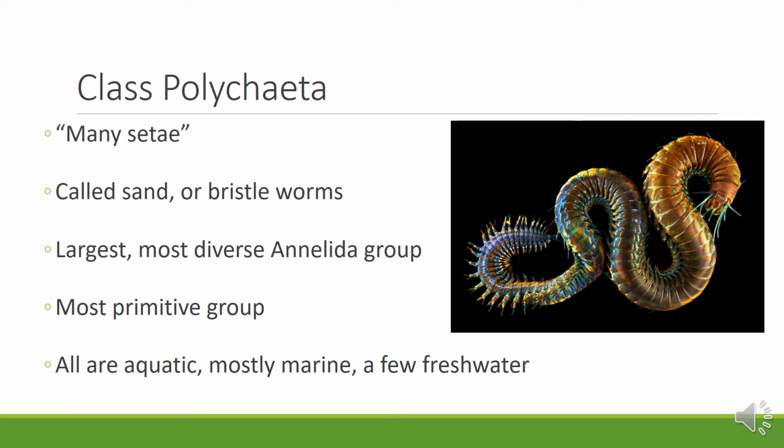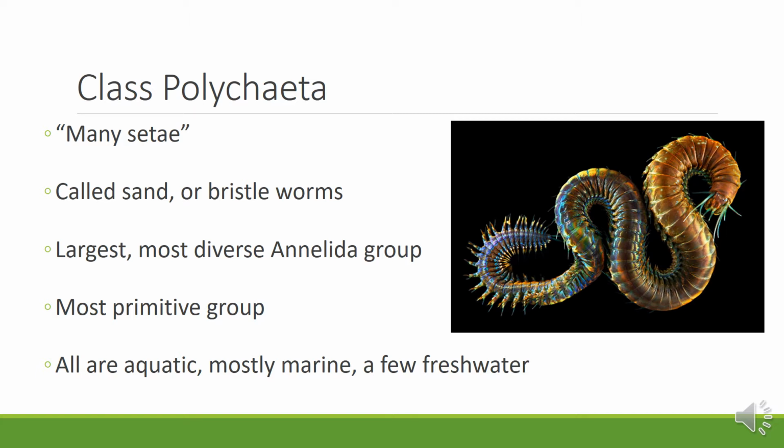Happy Monday, Zoology. Today we're going to be talking about different classes of Annelida. So there are four main classes we're going to talk about. Class Polychaeta, Class Oligochaeta, Class Hirudinea, and the last class is Echiura. So we're going to run through them all.